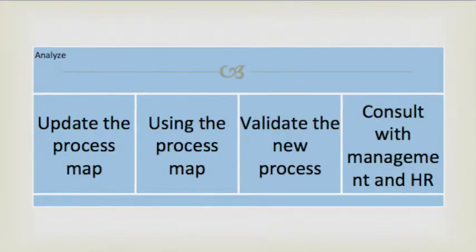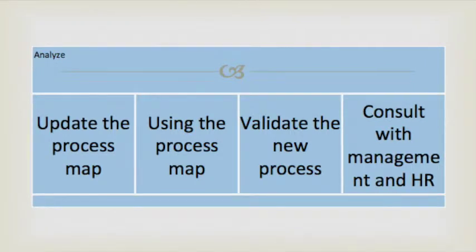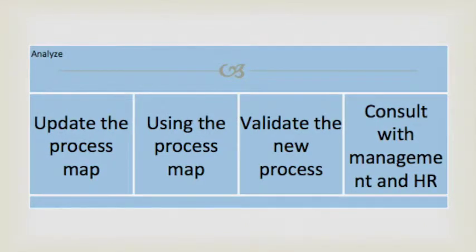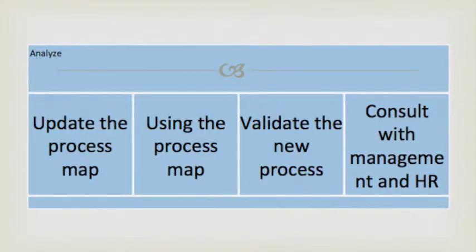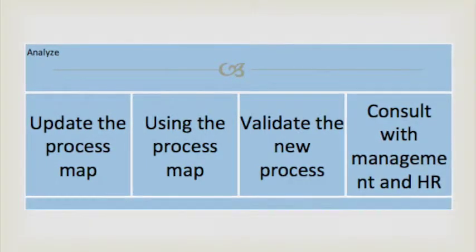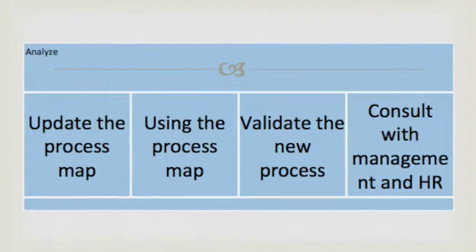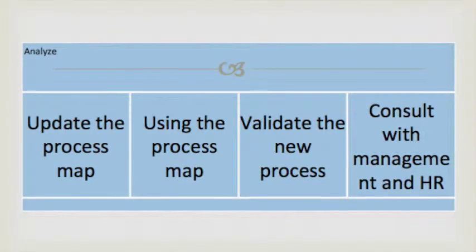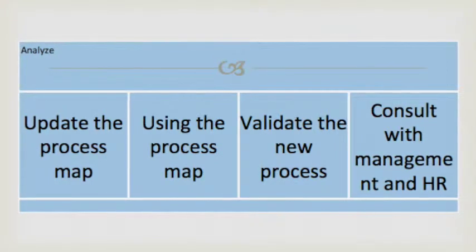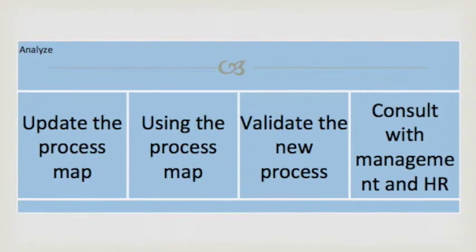In the third slide, we will analyze the processes of the project. So we will update the process map and compare the map to the established baseline to ensure conformance and validate the map. Then, using the process map, we will determine how to implement changes as well as how to measure improvement.